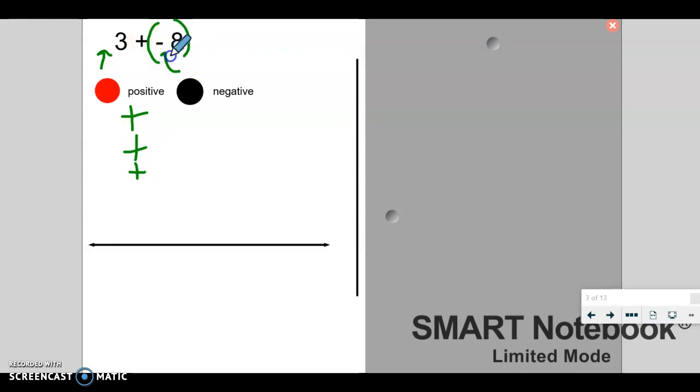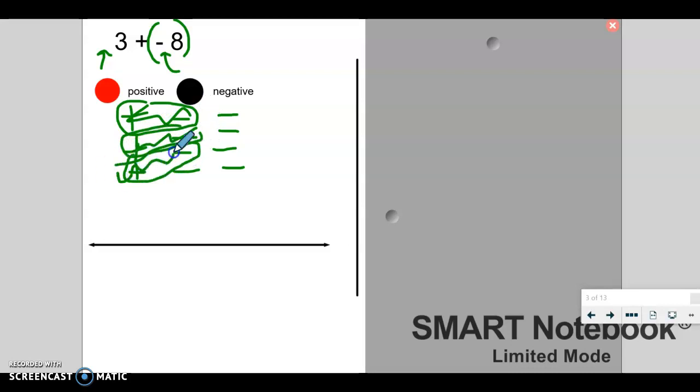Plus minus 8. So the negative belongs to the 8. So I'm going to do 8 negative signs. 1, 2, 3, 4, 5, 6, 7, 8. So I'm going to circle 0 pairs. 1 0 pair, 2 0 pairs, 3 0 pairs. Be careful with your 0 pairs. And then what's left over? 1, 2, 3, 4, 5 negative signs. So I need -5 as the answer.